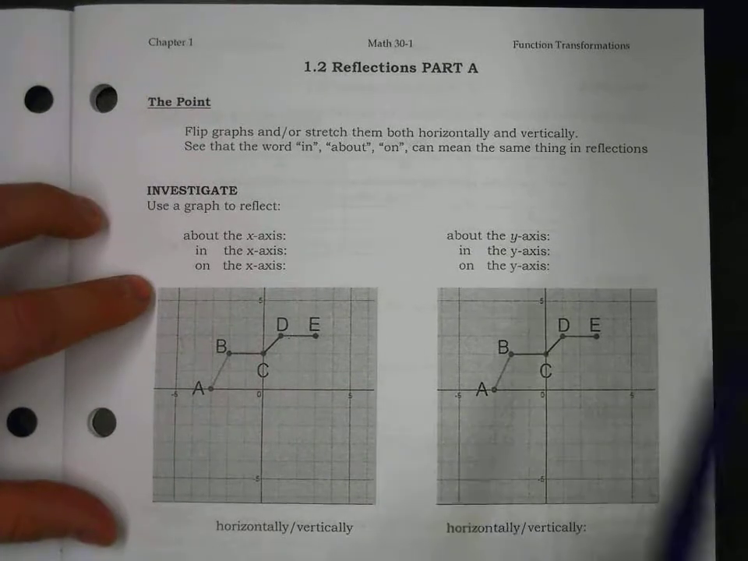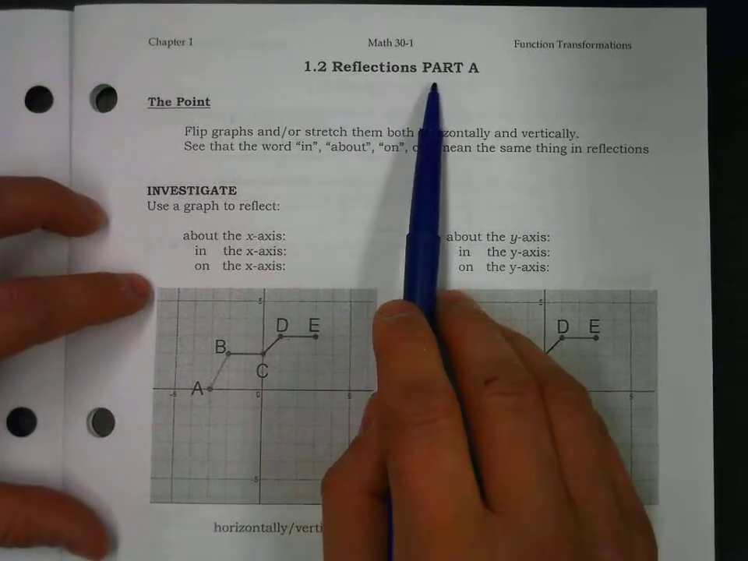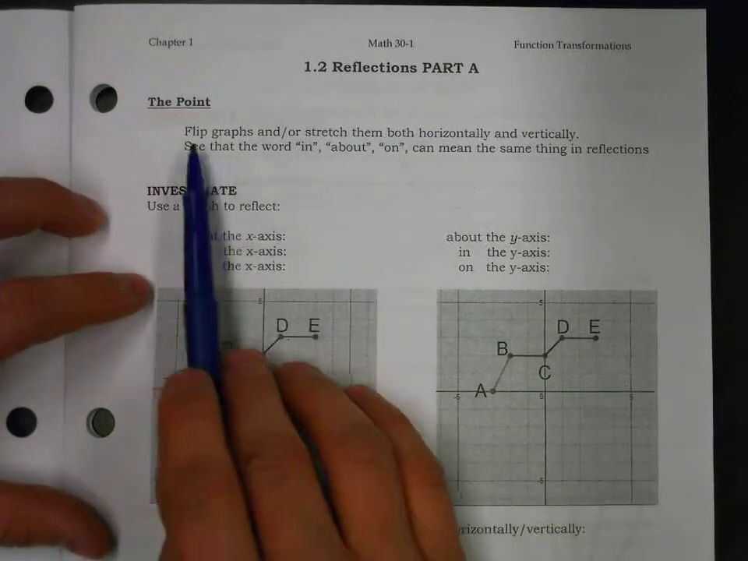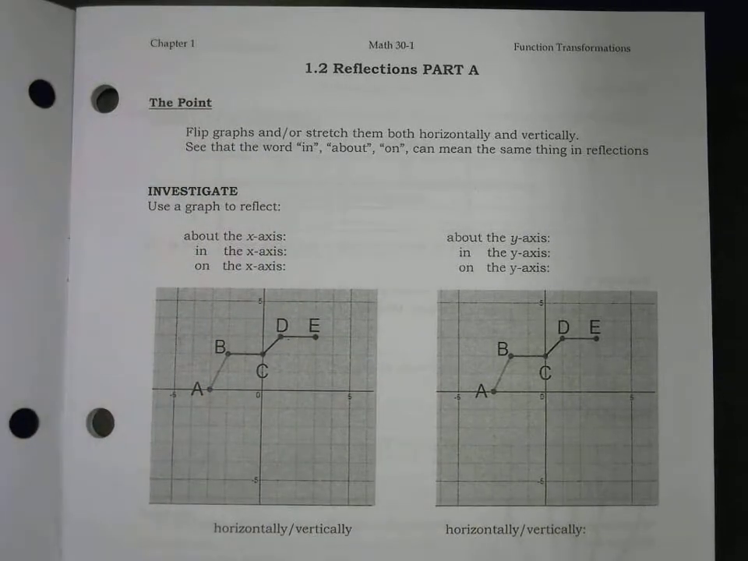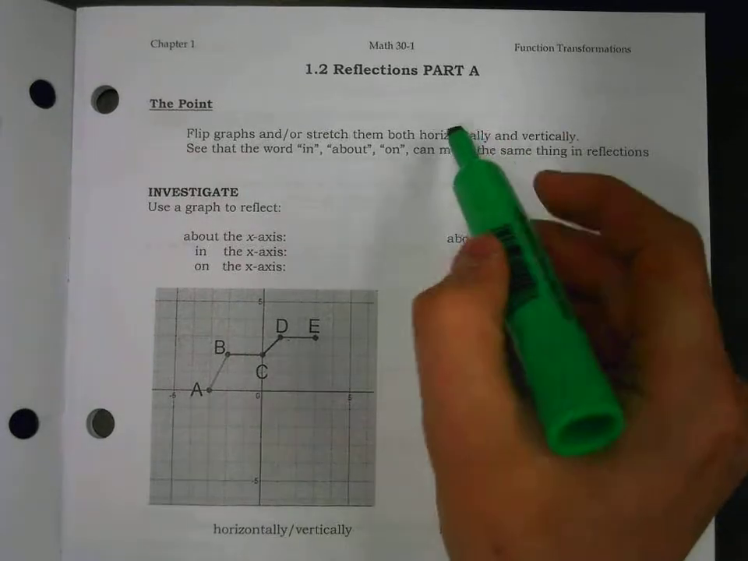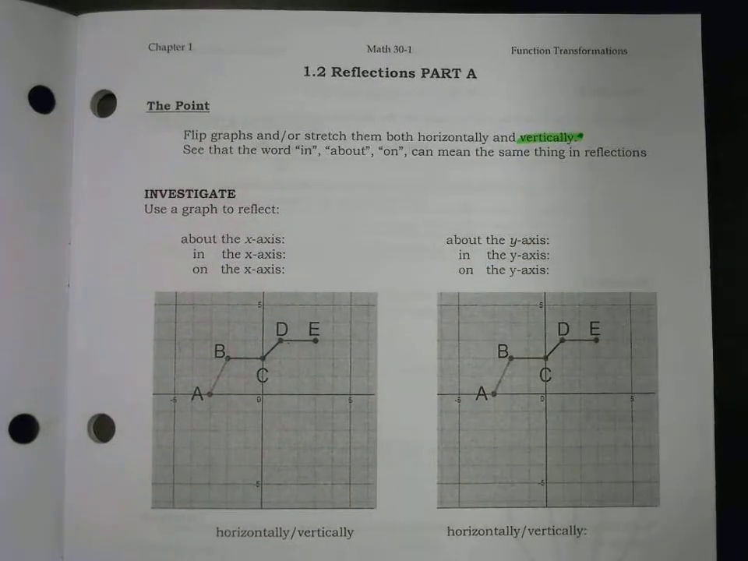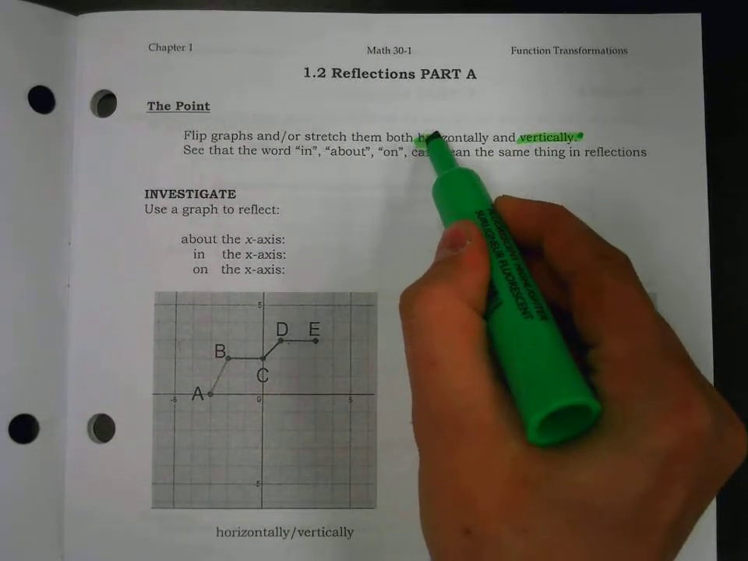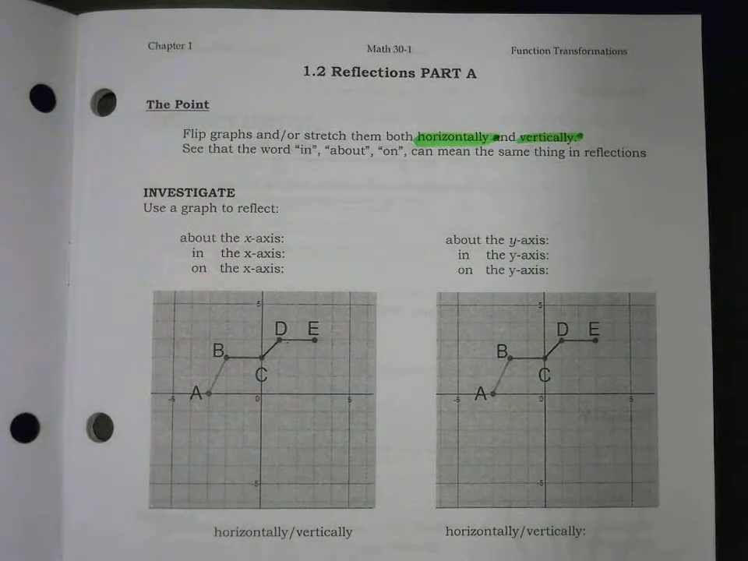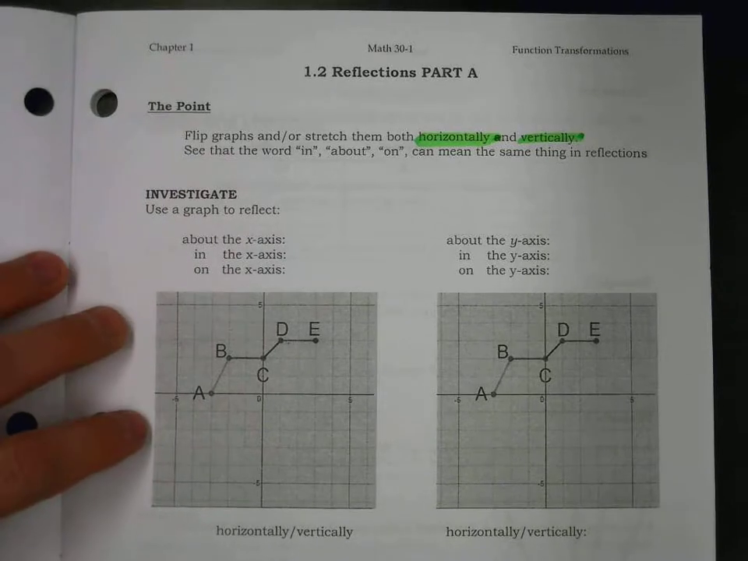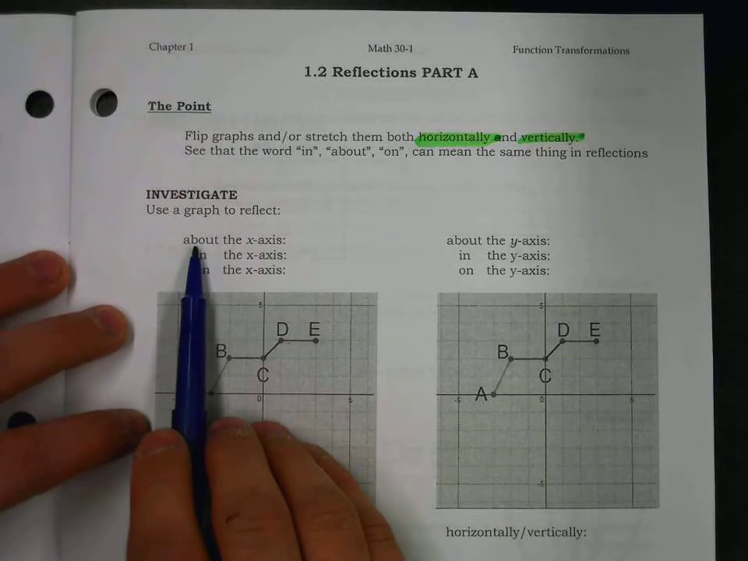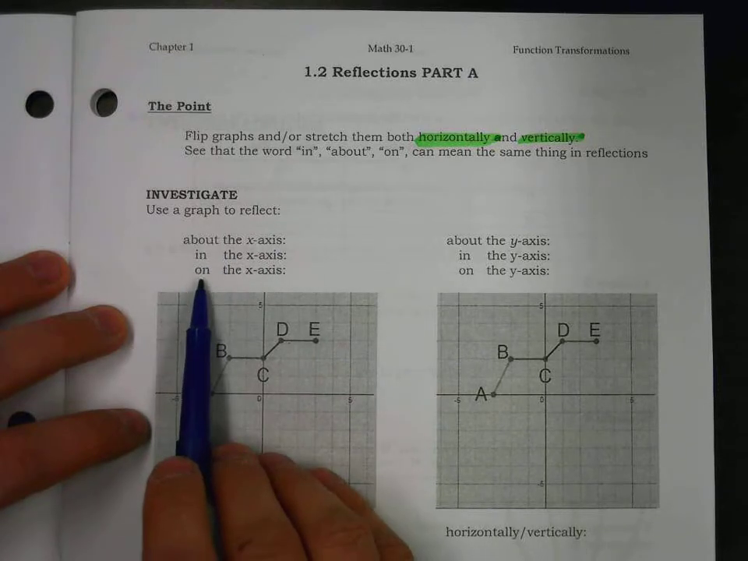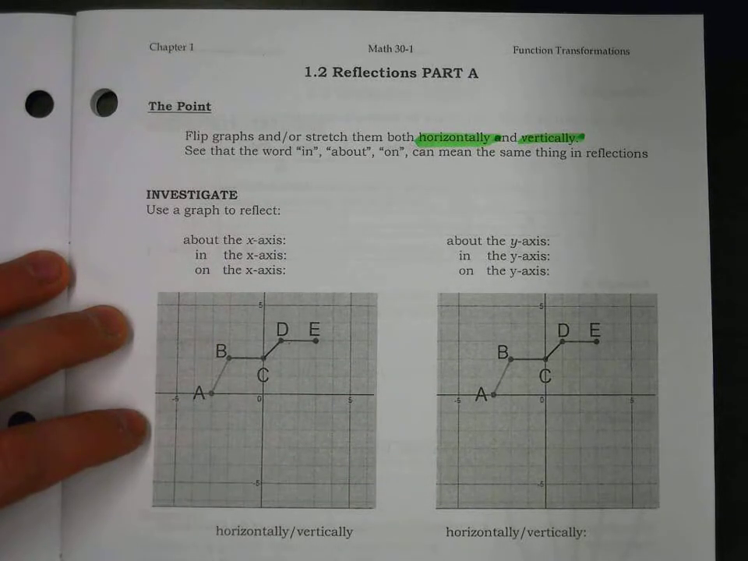So to start our conversation about reflections, we really are considering only flipping graphs. But what's new from last year to this year is that not only are we flipping vertically like we did in quadratics, we're also going to be flipping horizontally. Now there are a few prepositions that can be a little bit misleading or tricky. There are some words like about, in, or on, and these all refer to the same thing.